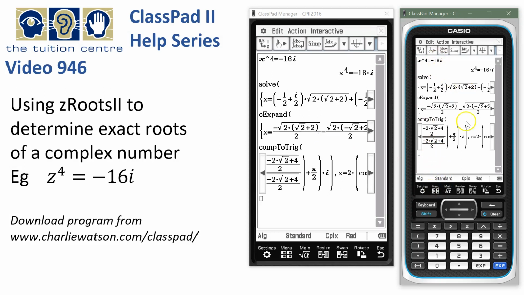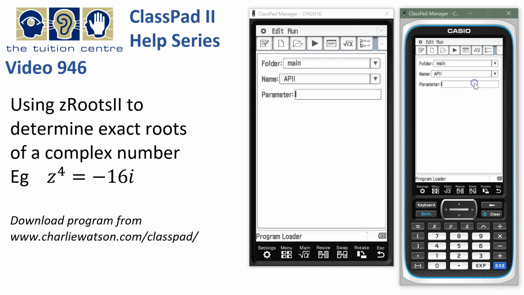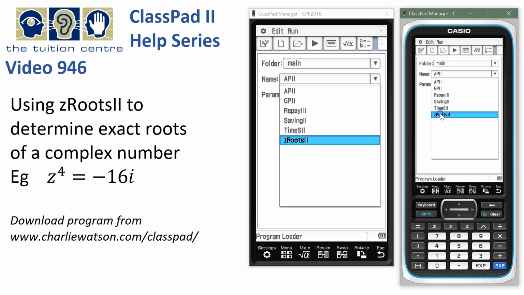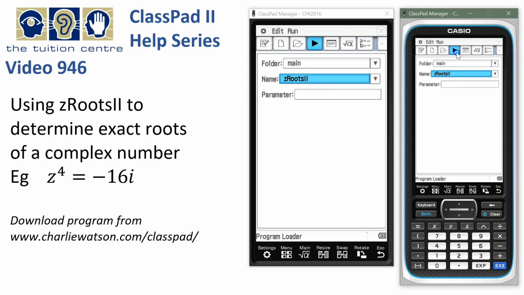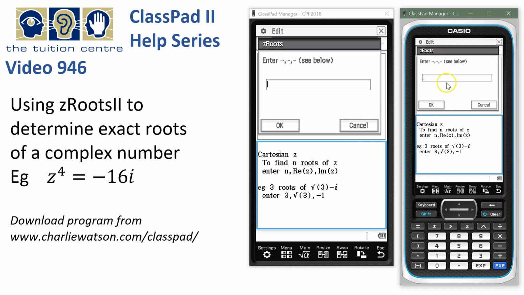We pay good money for this calculator. So let's go off and run ourselves a little program. In the program department, I'm going to choose zRootsII, fire it up with the play button, say OK to the message telling you what's going on. So we know we've got it in Cartesian form here. So we'll opt for 1, say OK.